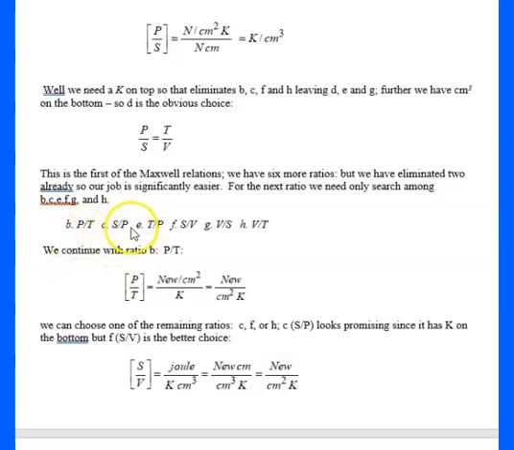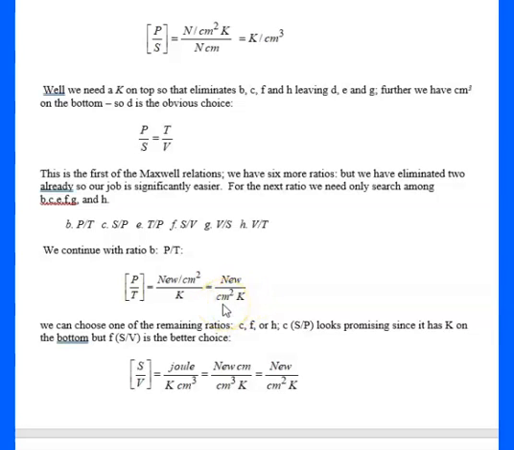I've taken out D. So here's the 6 left. May as well start with the next one. P over T. P is pressure, which is force per square centimeter, newtons per square centimeter. And of course, T is kelvins, so it's newtons per Kelvin square centimeter.